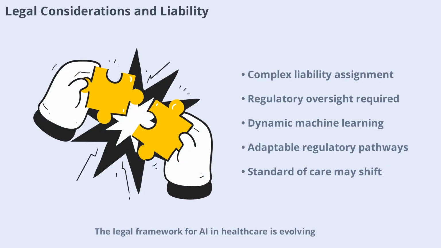The legal framework for AI in healthcare is evolving. Assigning liability for AI-related errors is complex, involving radiologists, institutions, IT departments, and vendors. Regulatory oversight, such as FDA clearance, emphasizes rigorous clinical validation. The dynamic nature of machine learning challenges traditional regulatory paradigms, requiring adaptable pathways for patient safety and innovation. The legal standard of care may shift as AI adoption increases.